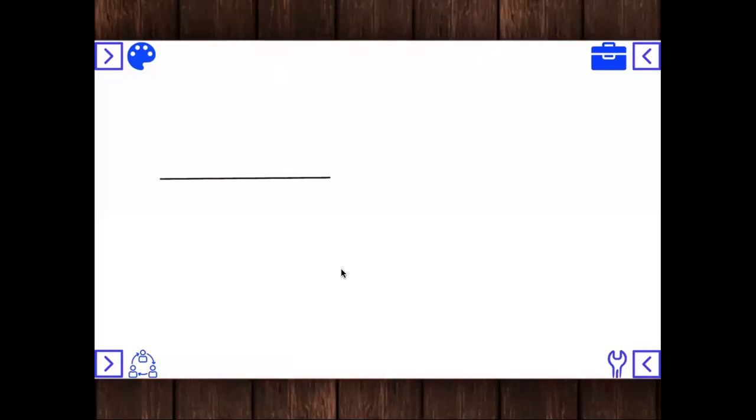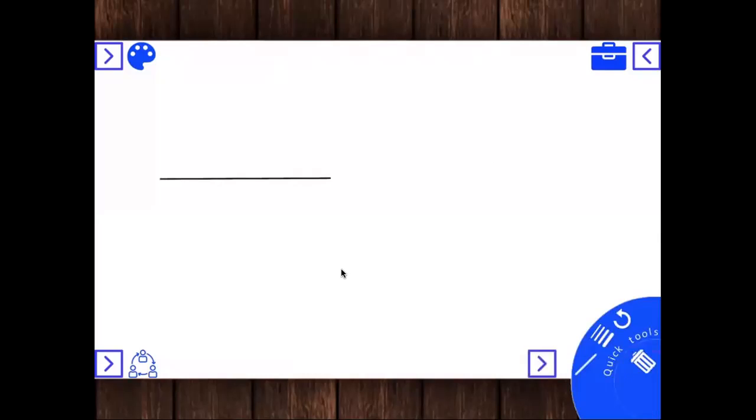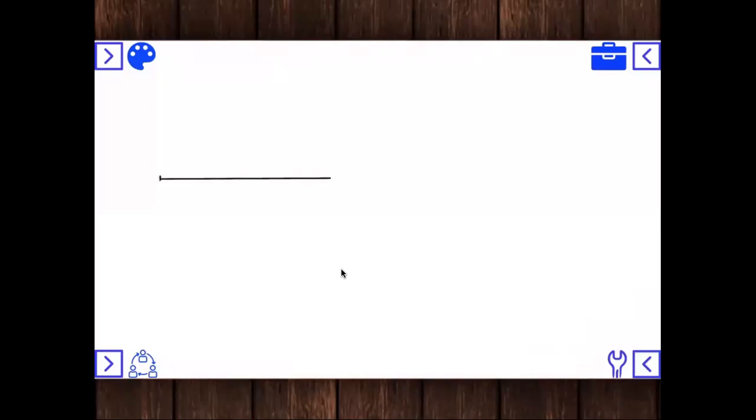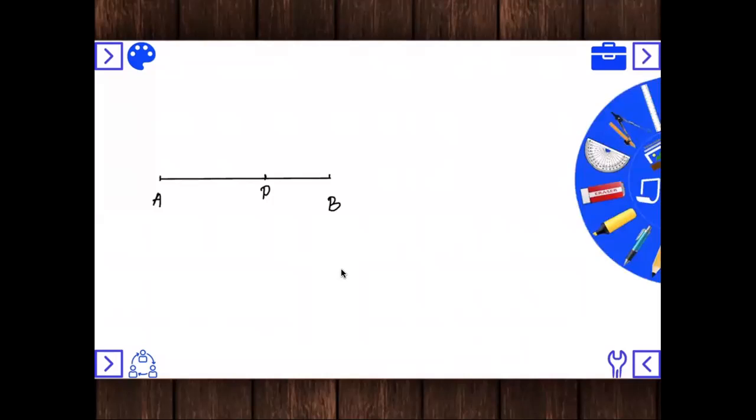Let's say I give you a line segment. Let's call this AB. And I give you a random point that lies on AB. Let's call this P. Okay. So now I'm asking you to draw a line segment that's perpendicular to AB and at the same time crosses the point P. How can we do that?